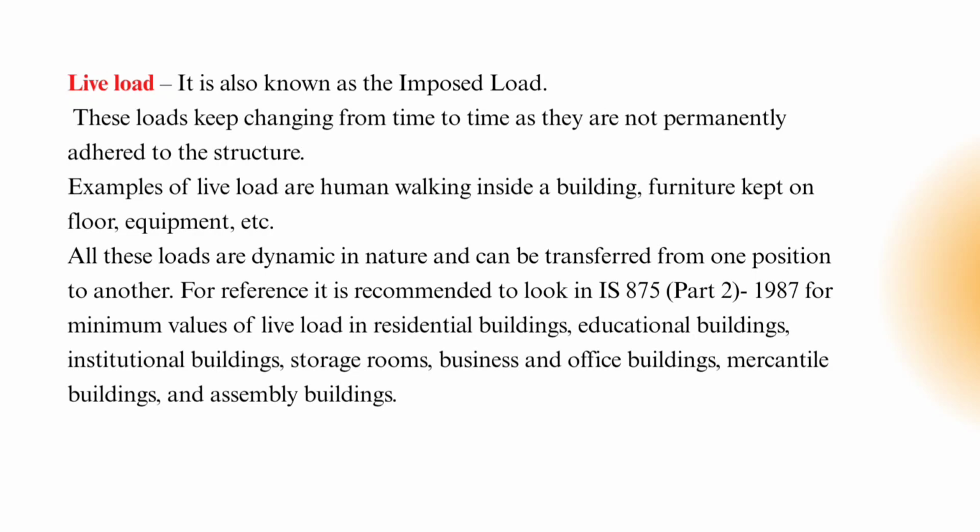For reference, it is recommended to look in IS 875 Part 2, 1987 for the minimum values of live load in the residential building, educational building, institutional building, storage rooms, business and office buildings, and the mercantile buildings and the assembly buildings. That means for the different types of buildings, live load values are given in the IS 875 Part 2, 1987. Like for dead load, it is IS 875 Part 1. For live load, it is IS 875 Part 2, and likewise.